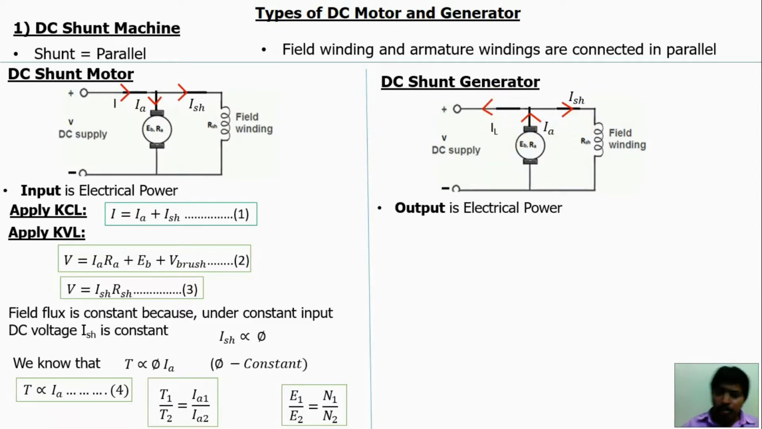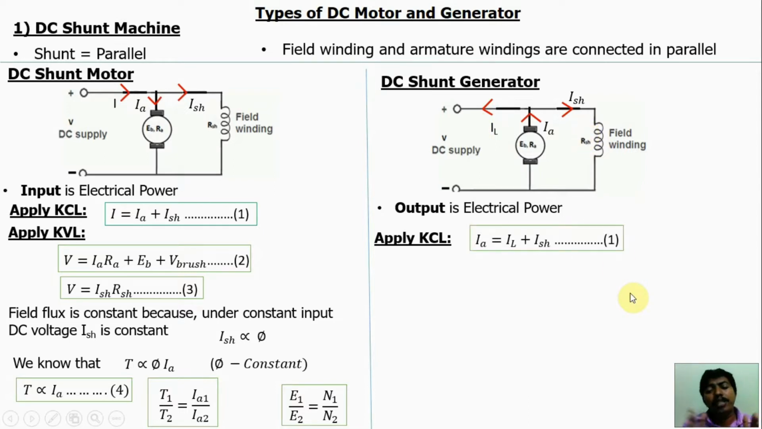So apply Kirchhoff's current law here. Incoming current is equal to IA, outgoing current is IL and ISh. So based on Kirchhoff's current law, IA is equal to IL plus ISh. The only difference is current direction.